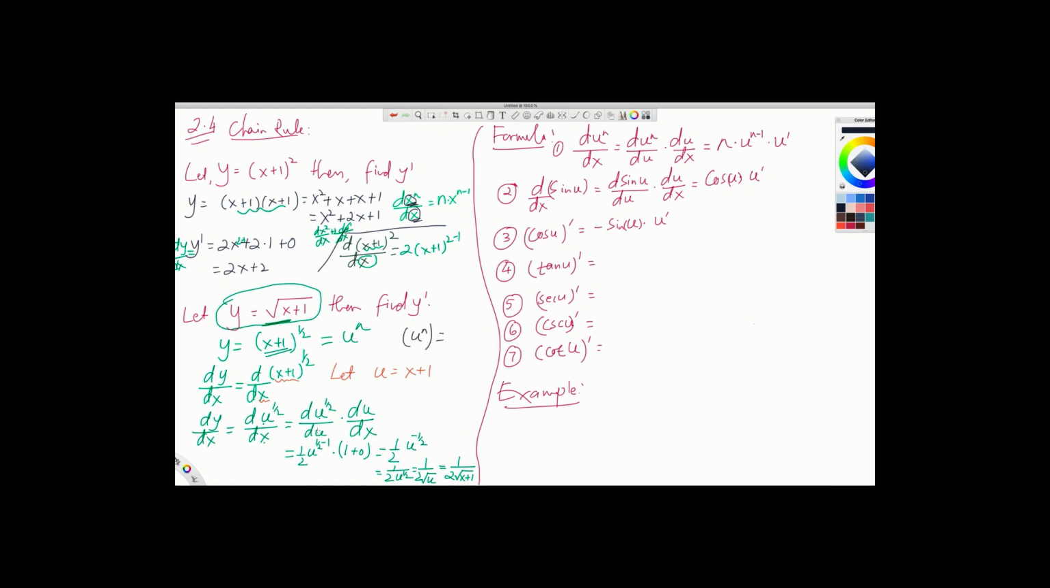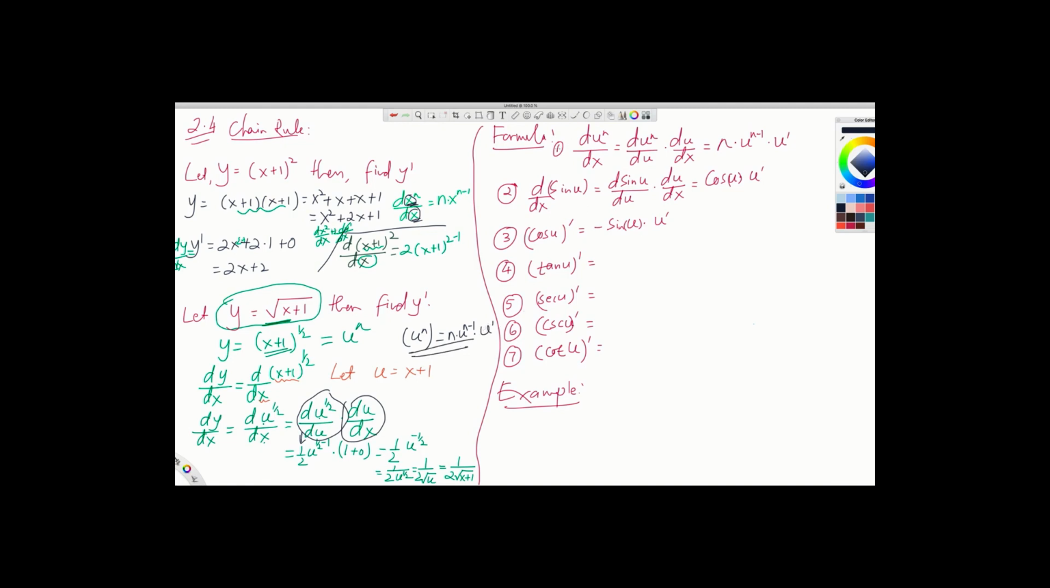So what did we do? The derivative of u to the n, from here to here, we were using n times u to the n minus 1 times, and that part is basically u prime. Times u prime, that's what I was using. So that is the now updated power rule.